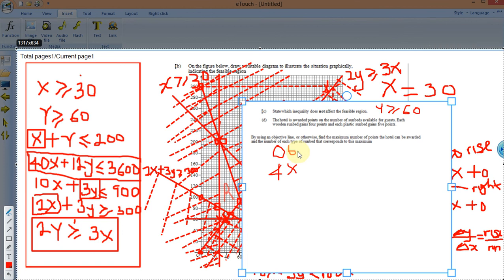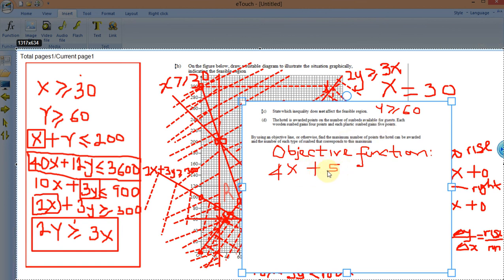Don't forget that with our objective function, we probably want to minimize our expenses. We don't want to spend much, or better still, we maximize our gain, our profits. So that is the objective function, or equation. The hotel is awarded points on the number of sun beds available for the guests. Each wooden sun bed gets 4 points, so that is 4x, and each plastic gets 5 points, so that is plus 5y.